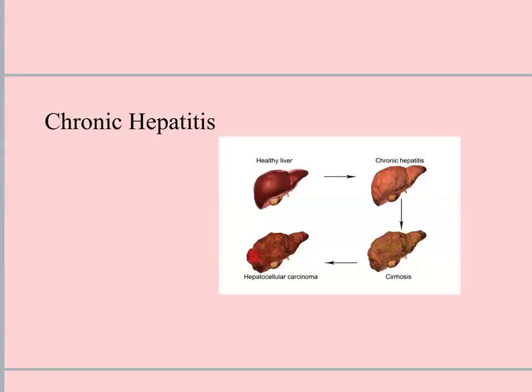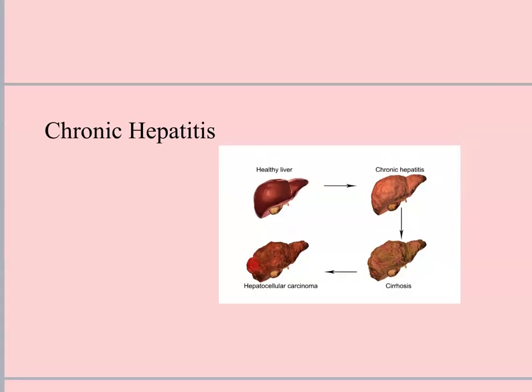So chronic hepatitis, you can see this little illustrated flow diagram. We're not going to get into the hepatocellular carcinoma part, but you can see the picture of the healthy liver and then what it looks like when chronic hepatitis develops. And then we'll look into cirrhosis here in just a minute.